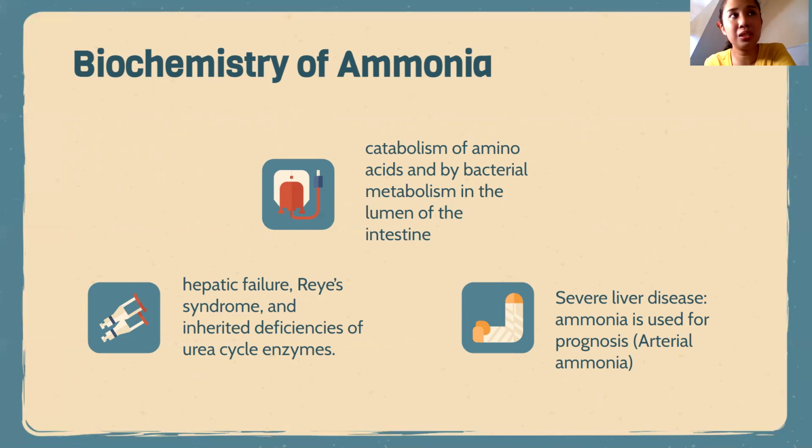So, Reye syndrome usually happens, this is a rare disease that happens after viral infection. So, class, like, example, varicella, nabasa ko eh. So, pag kunyari, nagka-varicella yung bata, isa sa komplikasyon nito, wag naman sana, is Reye syndrome. So, it could result na it would affect the brain and the liver. So, hepatic failure, inherited urea cycle enzymes affects your ammonia levels. Severe liver disease, ammonia is used for prognosis. Especially arterial ammonia.